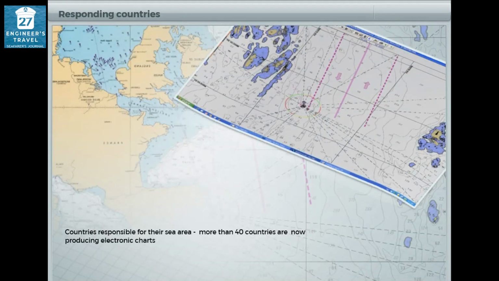In 1985, IMO requested that countries start producing electronic charts. They stipulated that a country had to be responsible for their own sea areas. Countries without a hydrographic office could authorize some other responsible office to complete the task for them. It is a slow but ongoing process to digitize the world's folio of paper charts into vector charts.